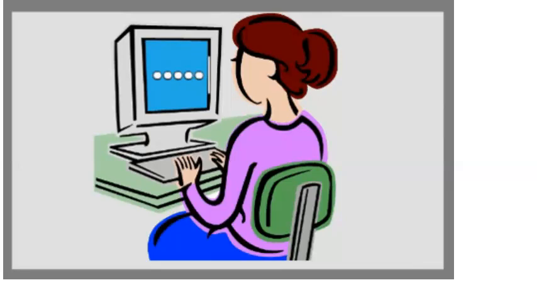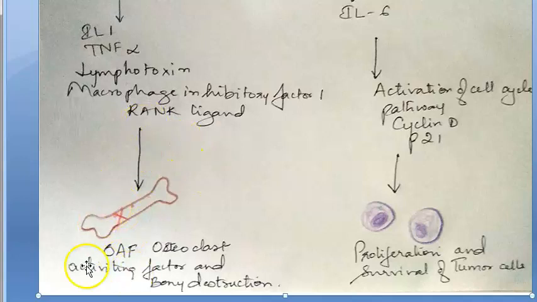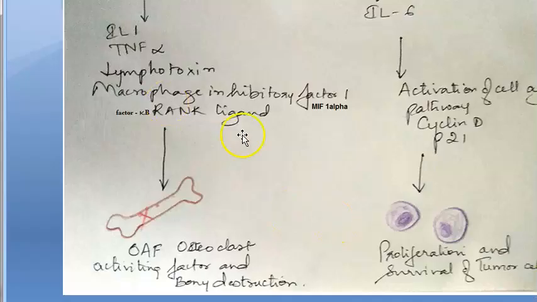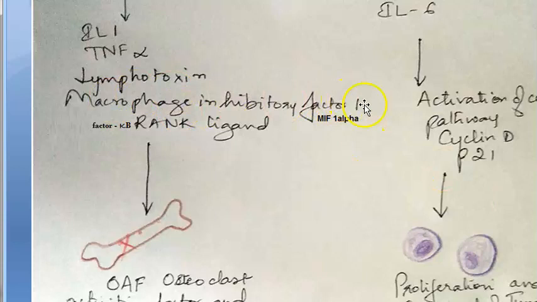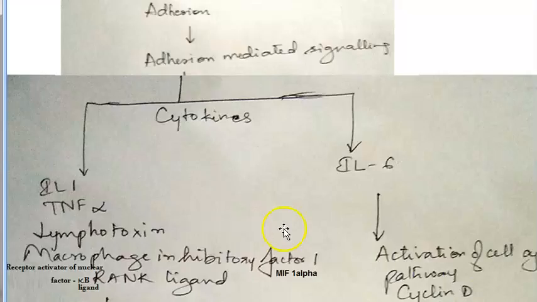Interleukin 1, tumor necrosis factor alpha, lymphotoxin, macrophage inhibitory protein 1 alpha, actually MIP 1 alpha it is, then RANK ligand. Actually, some details have to be written here more. Wait. So, we have added the information here now. So, macrophage inhibitory protein 1 alpha, MIP 1 alpha, and nuclear factor kappa B, RANK ligand. What is RANK? Nuclear factor something, wait. Okay, we have added that information here.